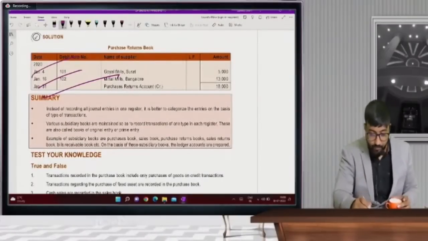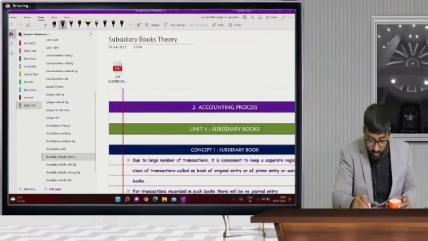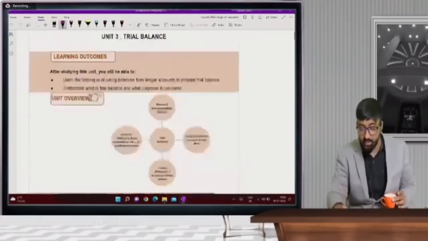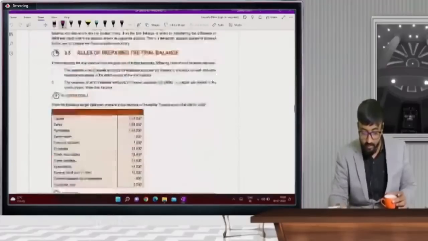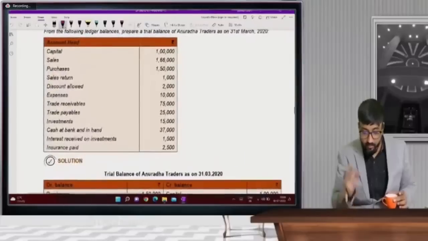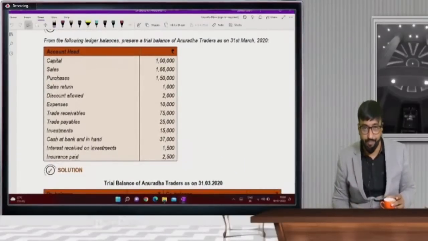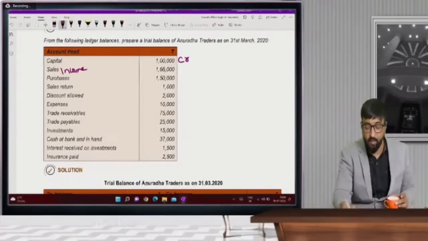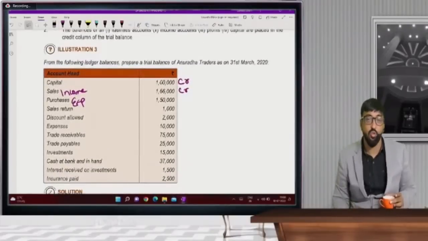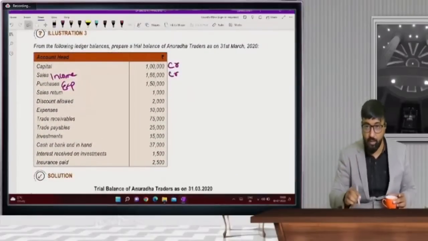Next one. So what I'm going to tell you, the theory of subsidiary books is done. Trial balance, yes beta, we'll take some difficult questions of trial balance. Prepare a trial balance. Now you only tell me. Capital, credit. Sales is income, beta. Income means credit, purchase is expenditure. Trial balance question number 3: come to illustration number 3, page number 2.52. Come on, quickly, quickly, fast.